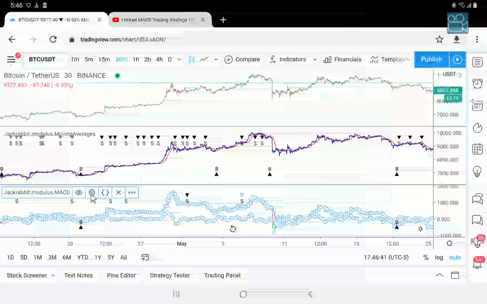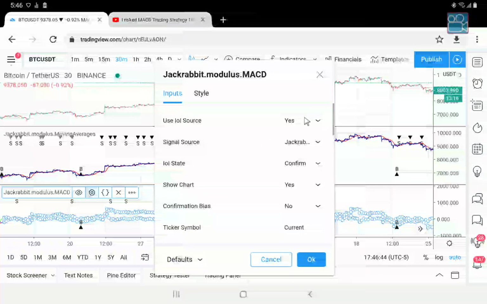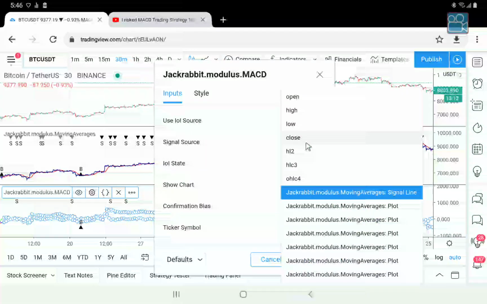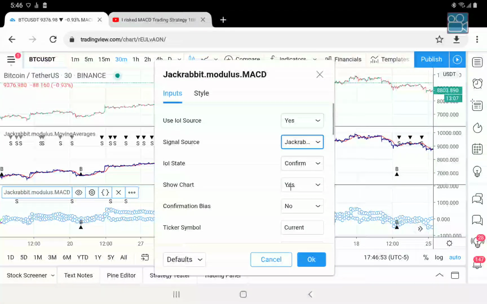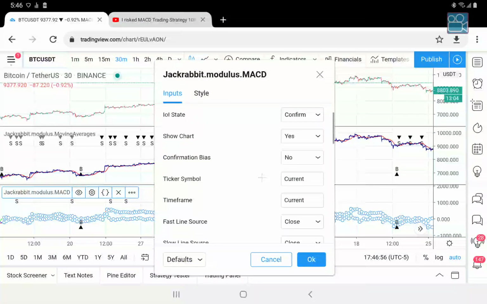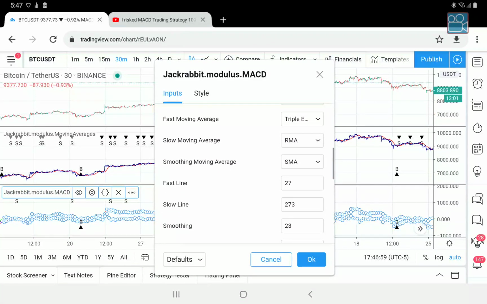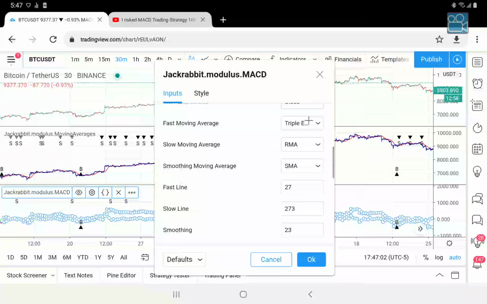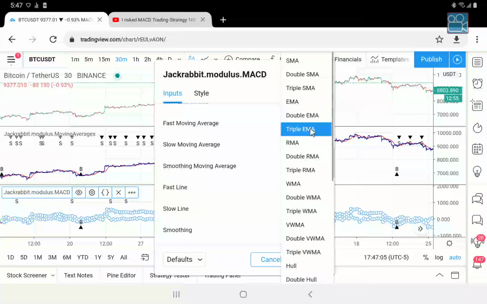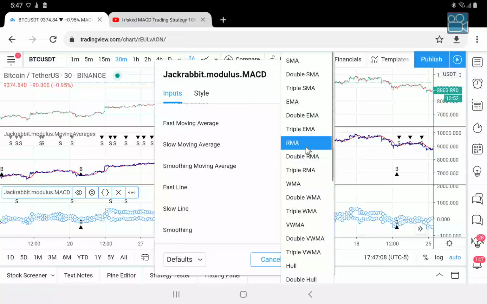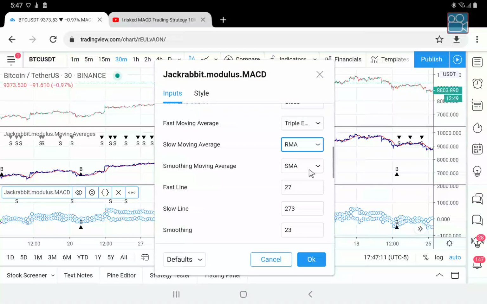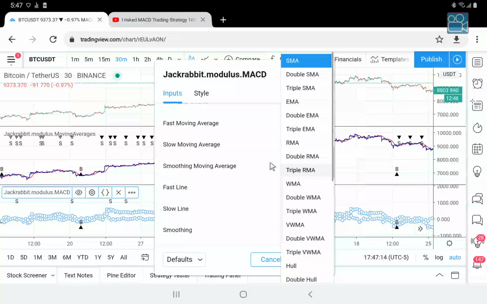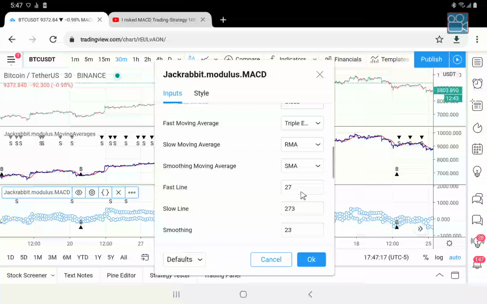MACD settings first. Indicator, unindicator, and the moving average signal line. All the default until we get to here. Your fast line is a triple EMA. Your slow line is an RMA. Your smoothing is an SMA. 27 for the fast line, 273 for the slow line, and 23 for the smoothing.